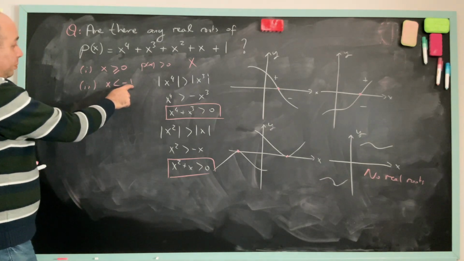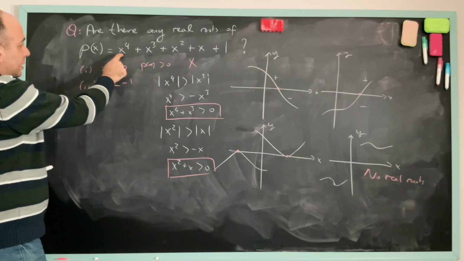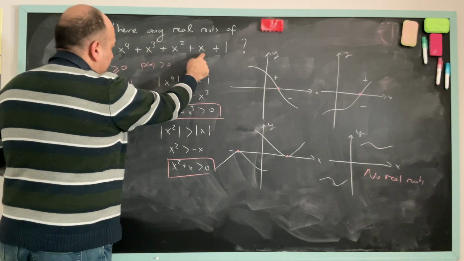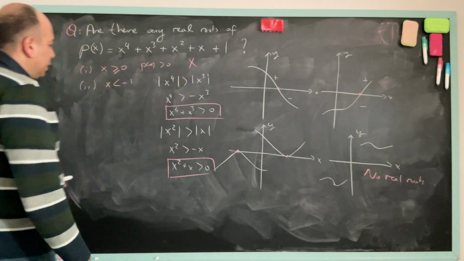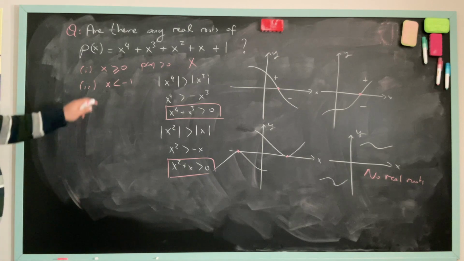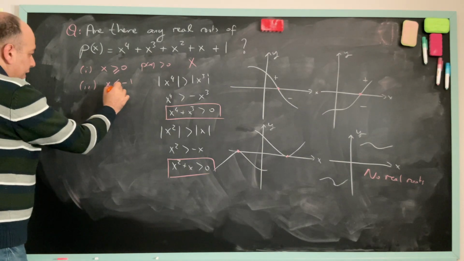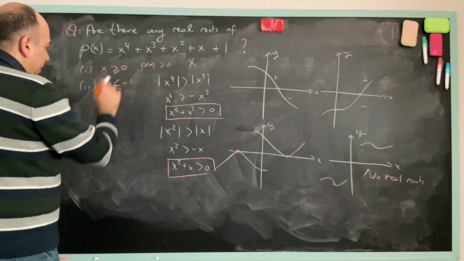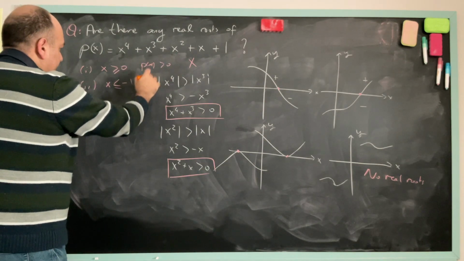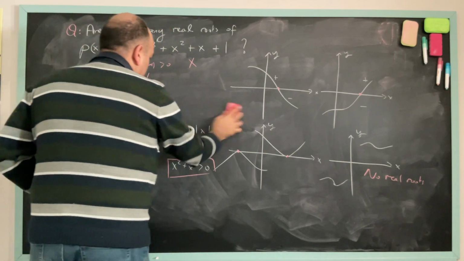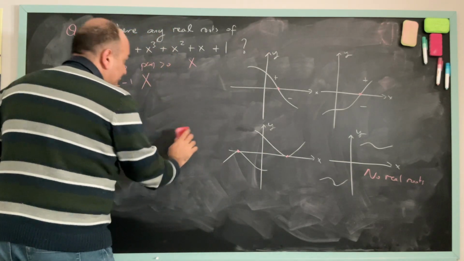When x is equal to minus 1, this is 1, minus 1, 0, 1, minus 1, 0, is plus 1. So it's also positive. So this polynomial is actually positive when x is less than or equal to minus 1. Similarly, we can say there are no real roots in this region. So I think the idea is clear now.